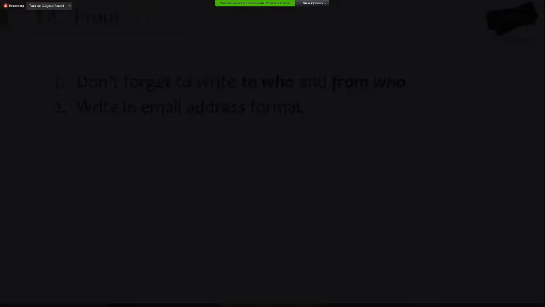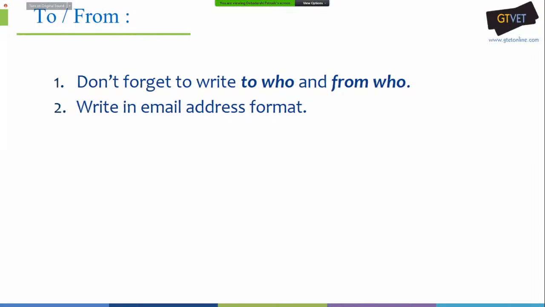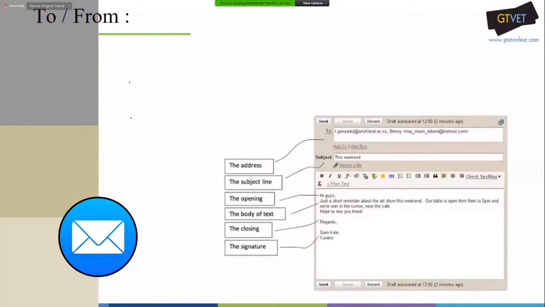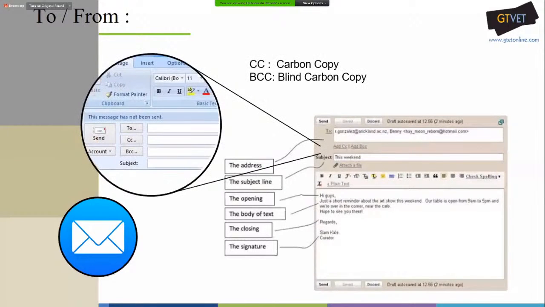So the first part is the to or from part. Now the from part is nothing to worry about because you are writing the mail to someone else, so automatically your mail ID is the from mail ID. But when you are writing to someone, you have to write their proper mail ID. It should be in a proper mail ID format. Here in the picture you can see there are address spaces where you write the mail ID of the person to whom you are writing. Two other options are also available, that is CC and BCC. The full form of CC, as I said in my quiz, is carbon copy, and the other is called blind carbon copy, BCC.